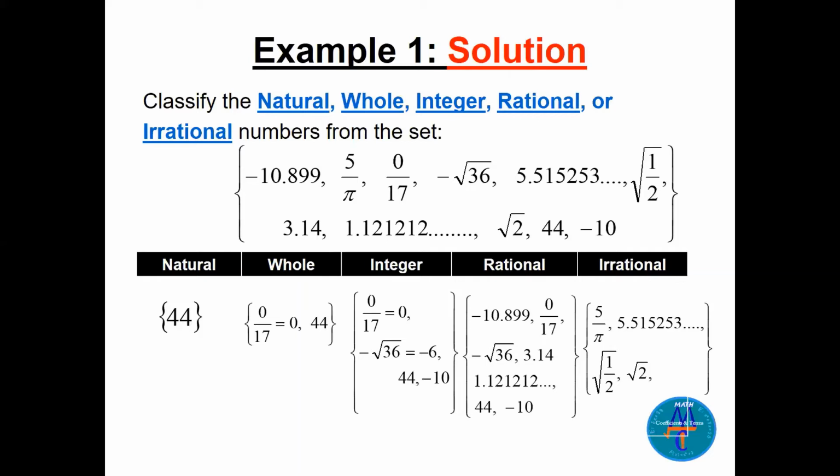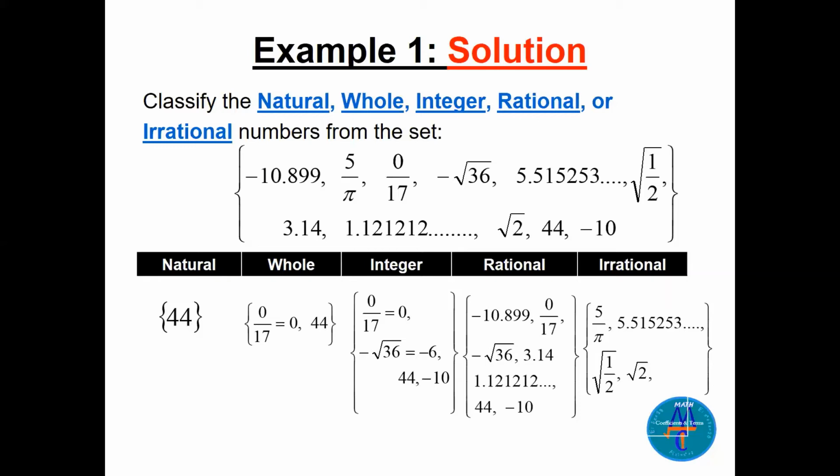Rational numbers: the first one, minus 10.899, is terminating. No other numbers after the second 9. 0 over 17 is rational. Every integer here is inside the rationals. Also 3.14, it's terminating, so that's rational. 1.121212 is repeating, so that's rational. 44 is rational. Minus 10 is rational. Now what are the irrational numbers?